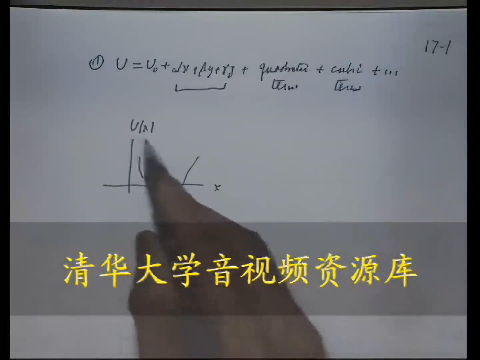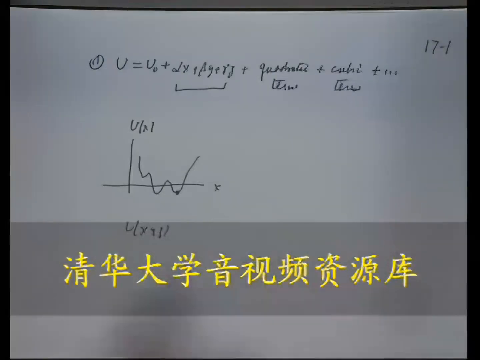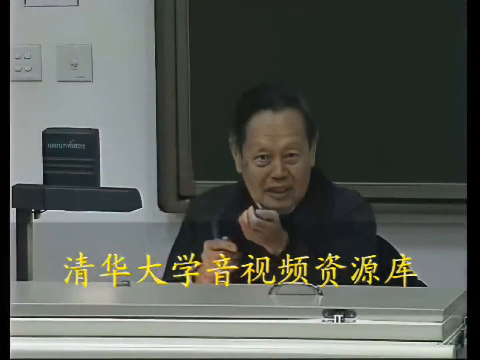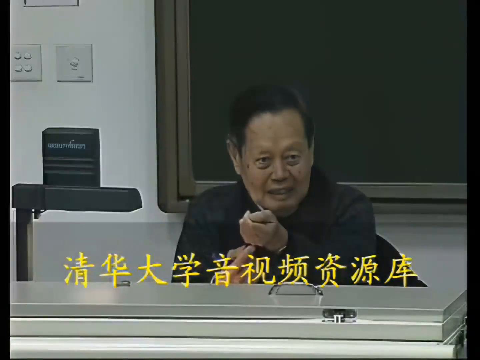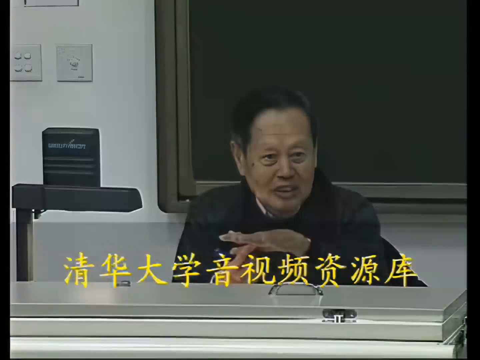So think of this U as a U of x, y, z. So it's a surface. If it's a U of x, y, this is U, this is x, this is y. It's a surface. At the surface, there is a point which is a minimum, and we want to discuss what happens near the minimum.